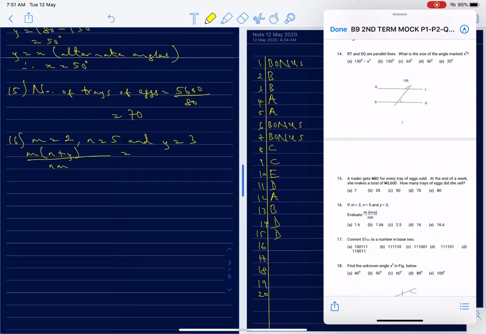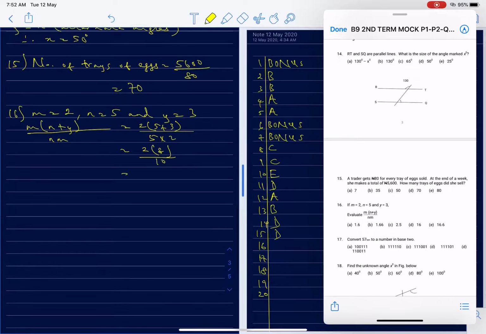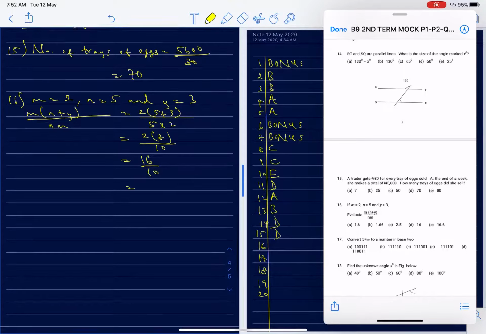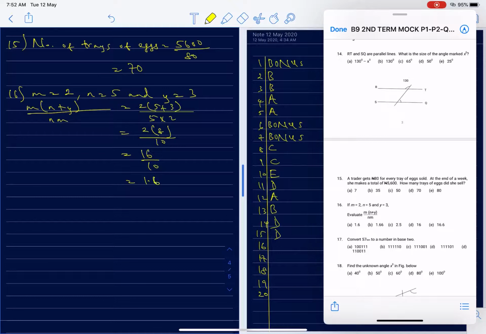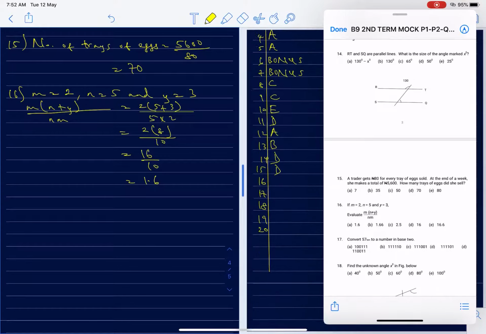That's going to be equal to M, which is 2, into bracket N plus Y, 5 plus 3, divided by NM, which means 5 times 2, and that simply means 2 times 8 over 10, which is the same as 16 over 10, and that's 1.6. So the answer to that is A. Number 16 is A.